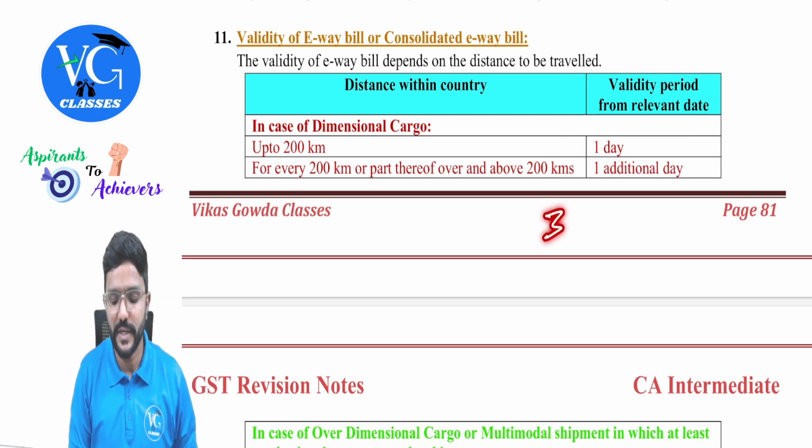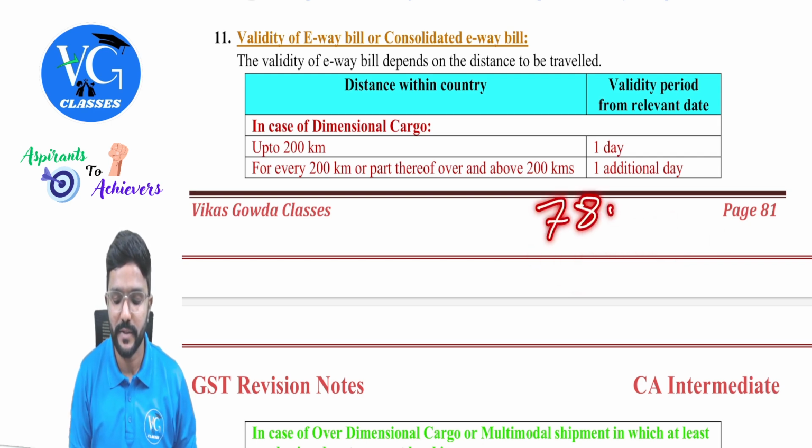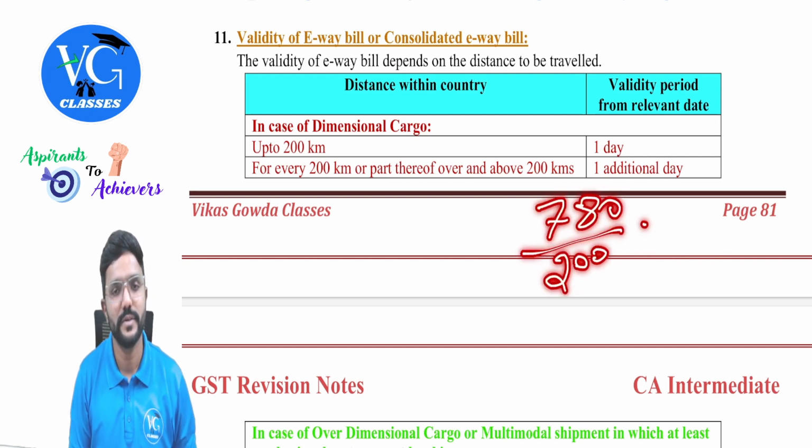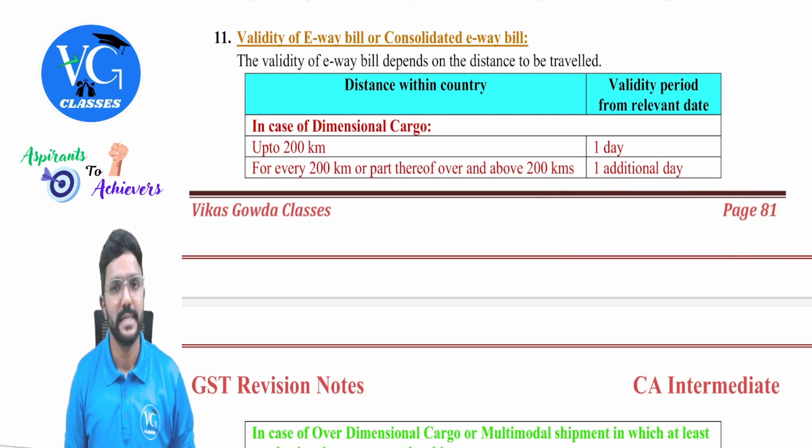For example, assume the total distance is 380. So you divide 380 by 200. Got it? And you always round it off to the next whole number. So it is 2 days. Sir, assume it is 780. 780 divided by 200, however much you get, round it off. So it is 4 days. 4 days. Is that clear?